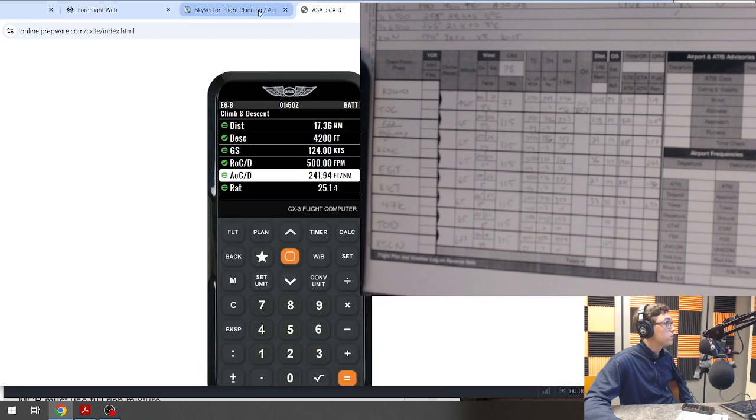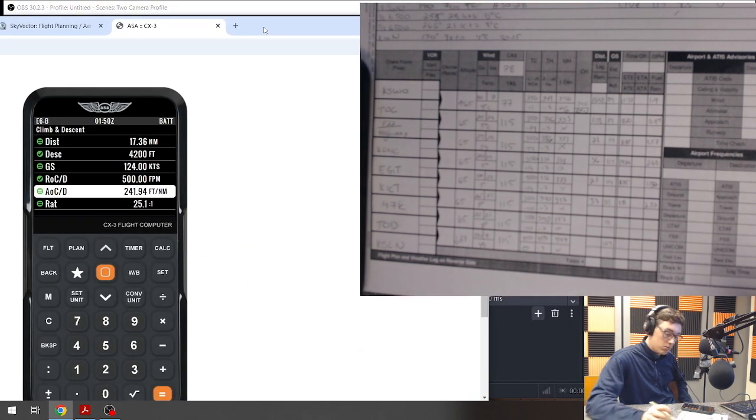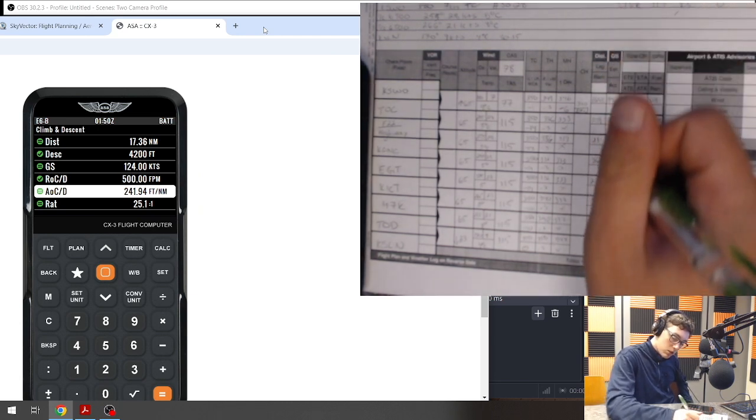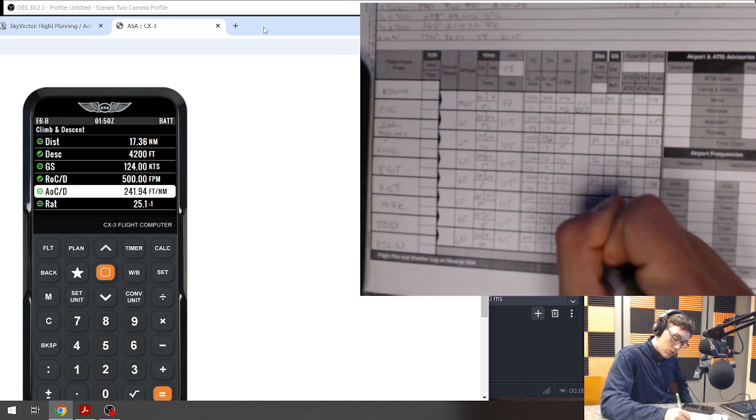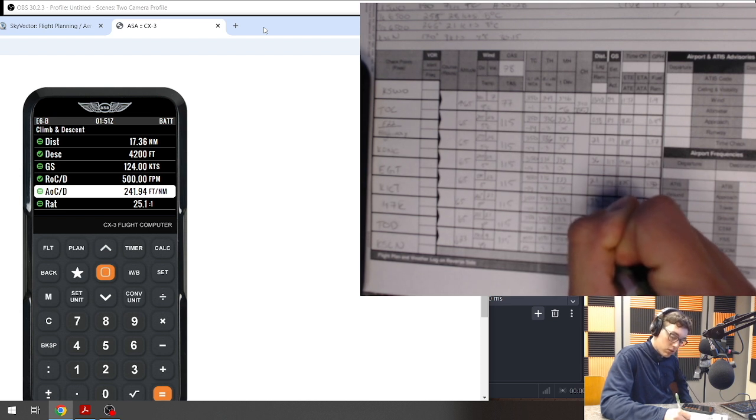Right? 17.36 for that last portion. Distance, 17.36.